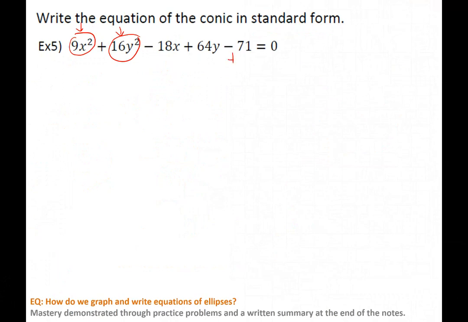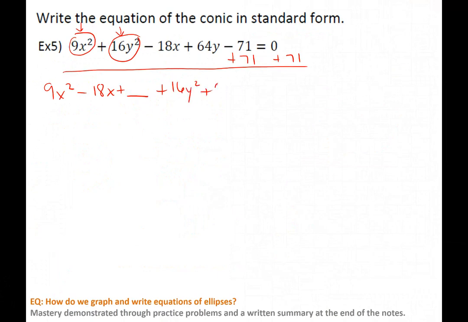I'm going to actually start by moving the 71 to the other side. Then I'm going to put x's together, 9x squared minus 18x plus blank, then plus 16y squared plus 64y plus blank equals 71 plus blank plus blank. So mostly that should look pretty normal, except for the fact that we have numbers in front of our x squared and our y squared, which we're not really allowed to do.